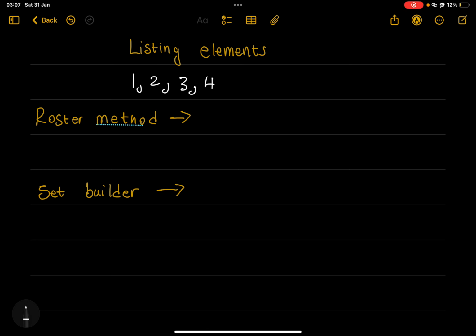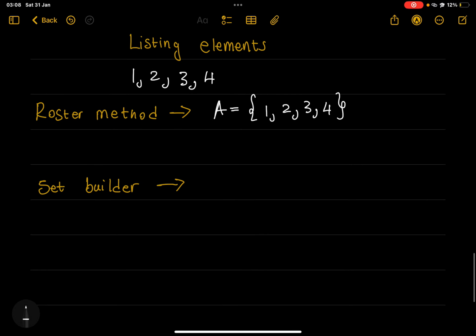To list them using the roster method, you can name the set A and put the elements in curly brackets. You say 1, 2, 3, and 4. This is when we list using what? Roster method. This is how you list elements using the roster method. But with set builder notation, we're explaining the characteristics of these elements.